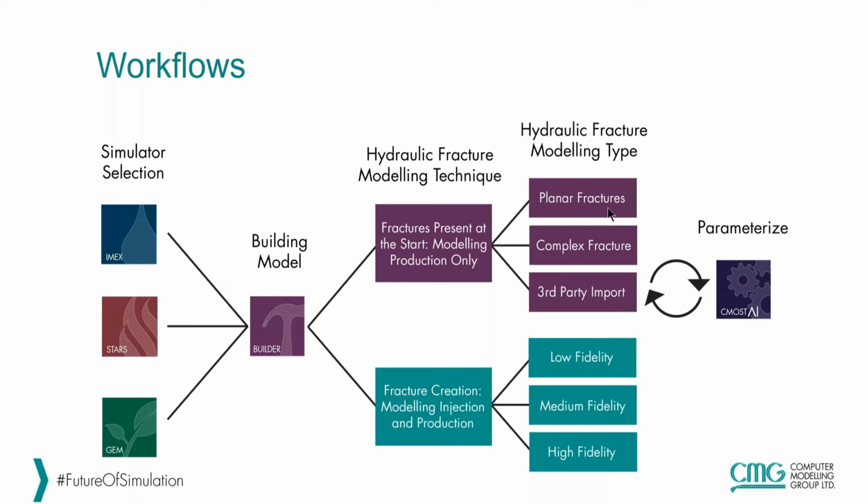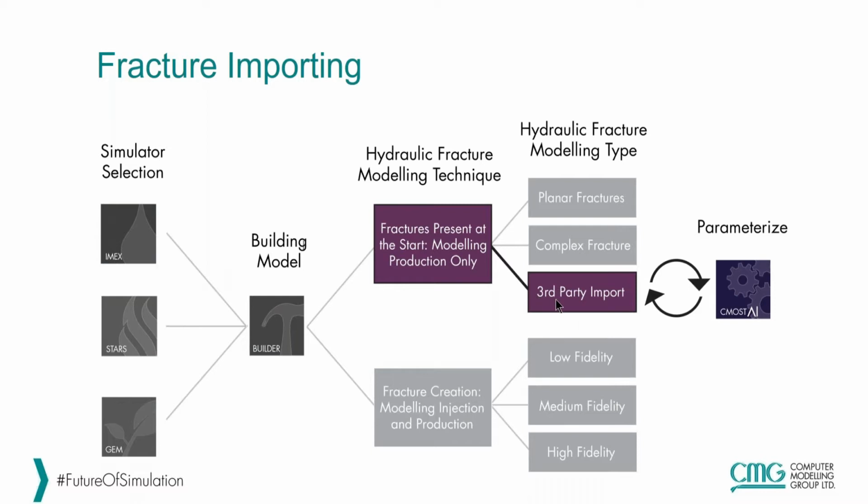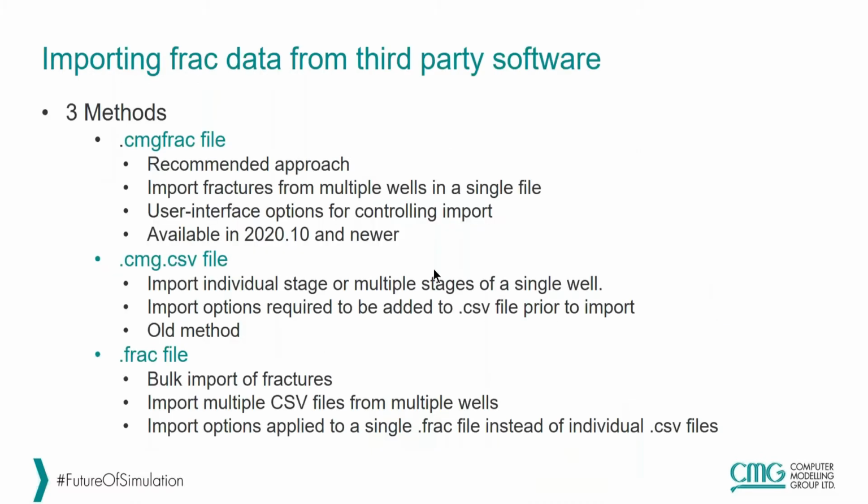And within the upper pathway, we have three techniques. We have CMG's planar fractures, complex fractures, and then third-party import. And this is going to be the topic of this video. For importing a fracture from a third-party software, we have three methods or three file types that are available. There's the CMGFRAC file, the CSV file, and then the FRAC file.